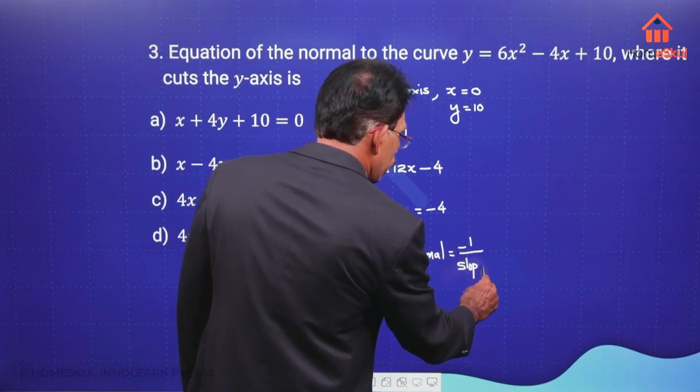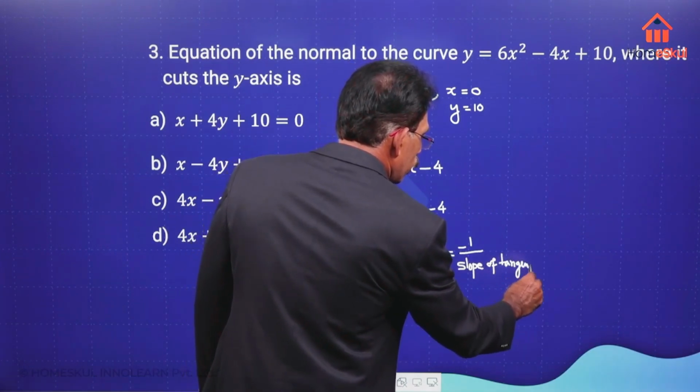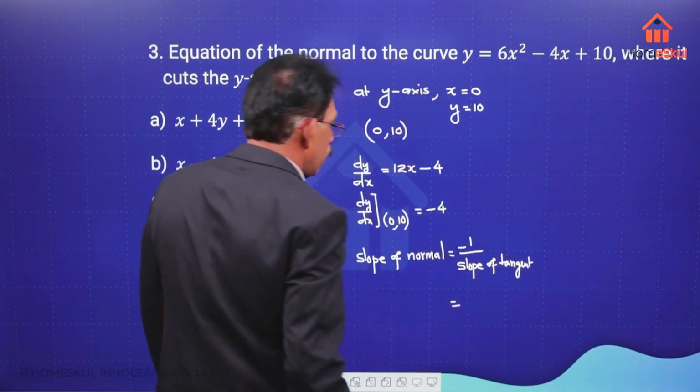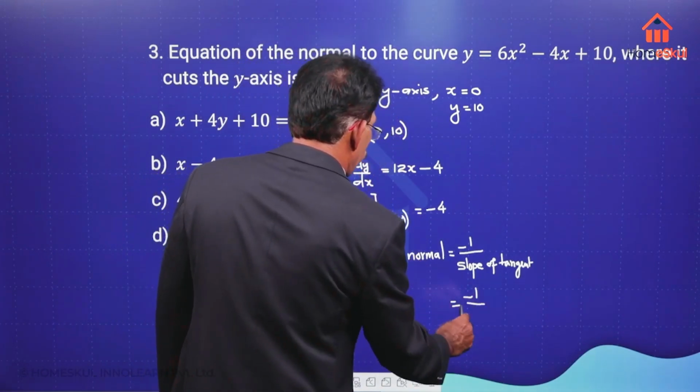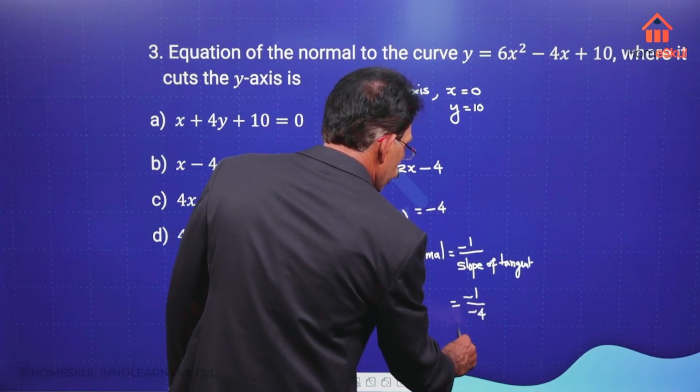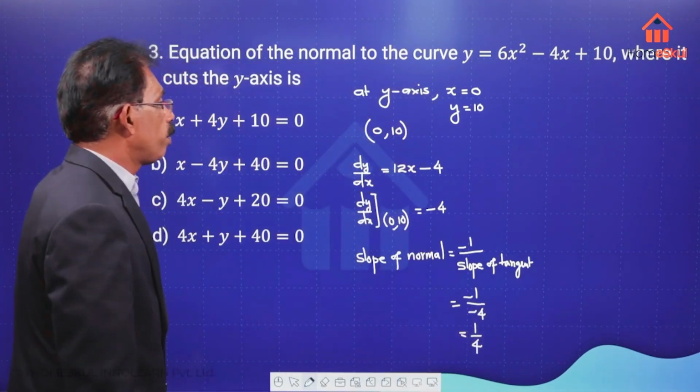So the slope of the normal is equal to minus 1 divided by minus 4, so that is equal to 1 by 4. The slope of the normal is 1 by 4.